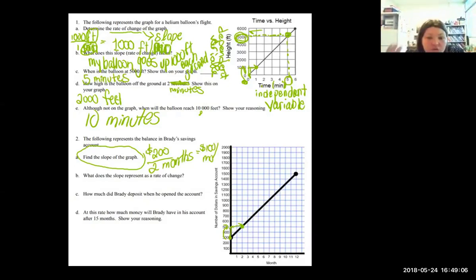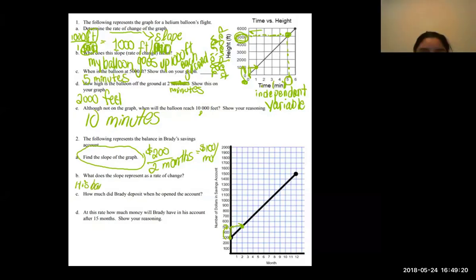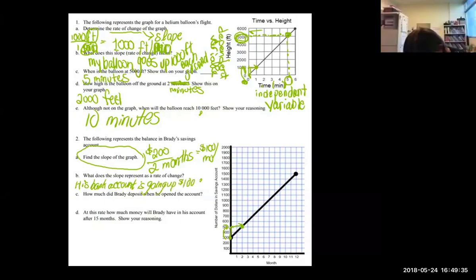So then question B says, what does the slope represent as a rate of change? What does that mean to us if the slope is 100 here? What's happening to his bank account? Is it going up or going down? It's going up. By how much each month? 100. Exactly. It's going up 100 each month. Does that make sense? That's that idea of slope as a rate of change.